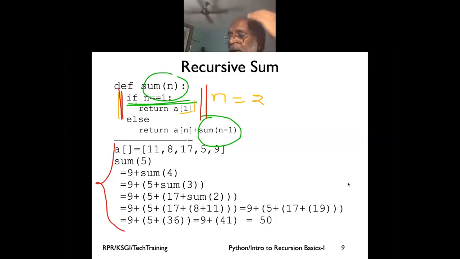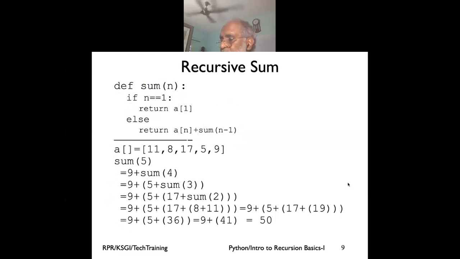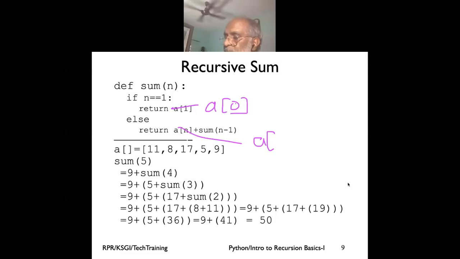I'm writing a normal logic. Ideally, it should be 0. So if you really want it, the program should look like the following. Rather than A1, it should be A0, and this would become A of n minus 1 plus sum of n minus 1. This is the right program. Is that okay? Yes. I'm looking at more of the logic rather than anything else.